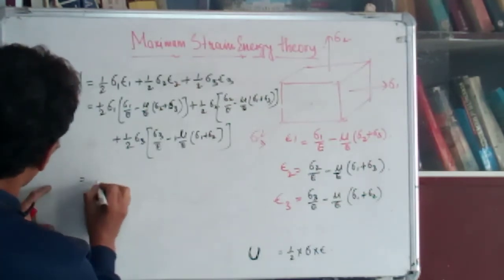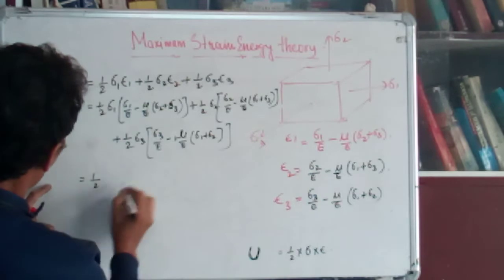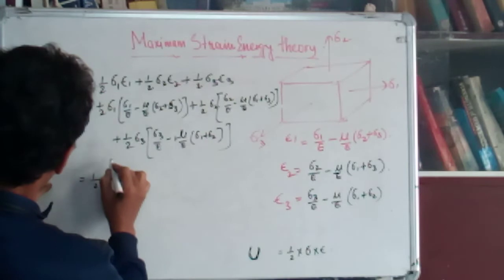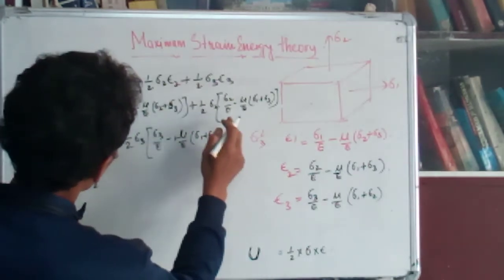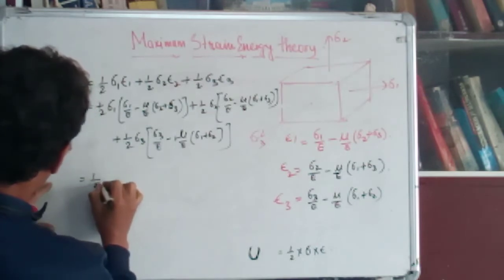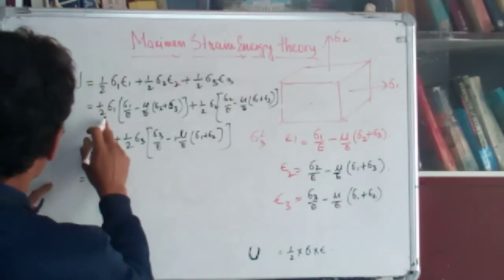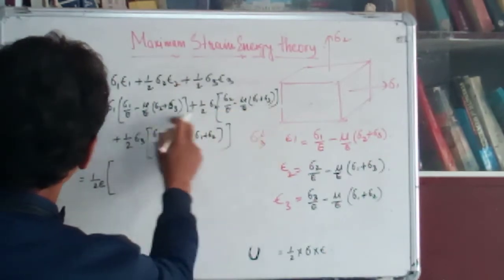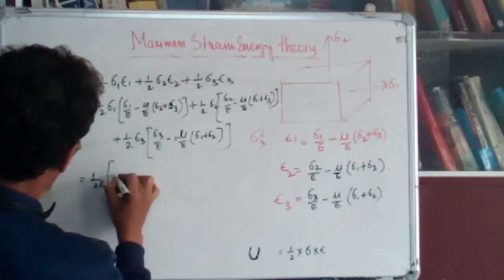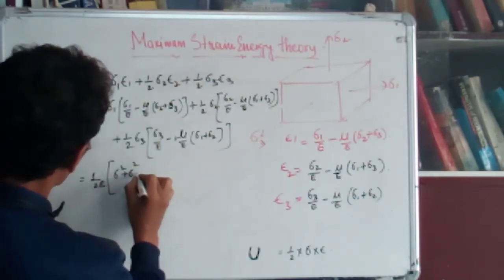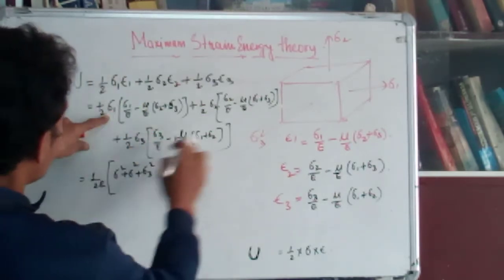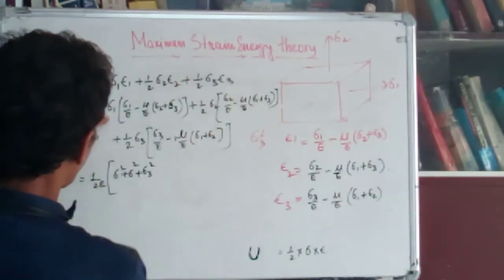Okay, now if you take common half, you take common 1 by 2E. In application there will be E, so you take common 1 by 2E: sigma 1 square plus sigma 2 square plus sigma 3 square.